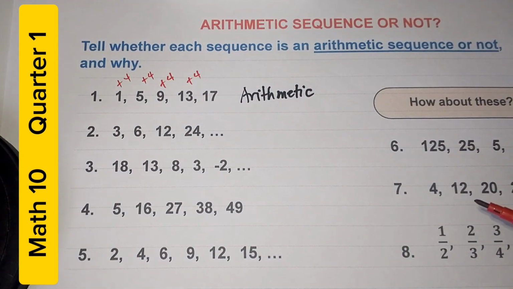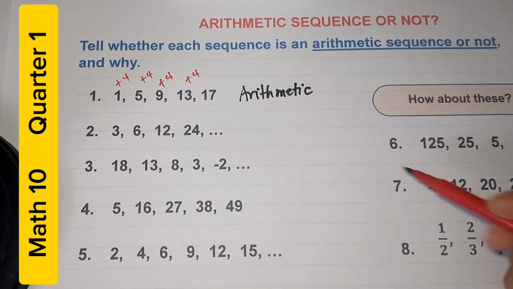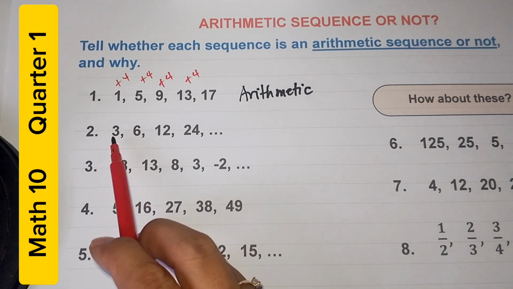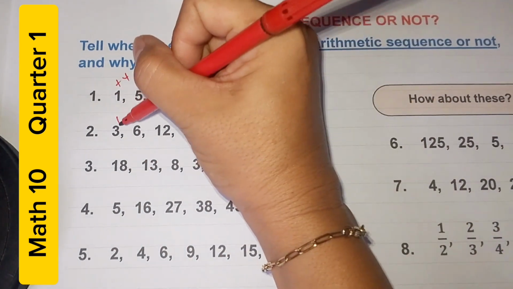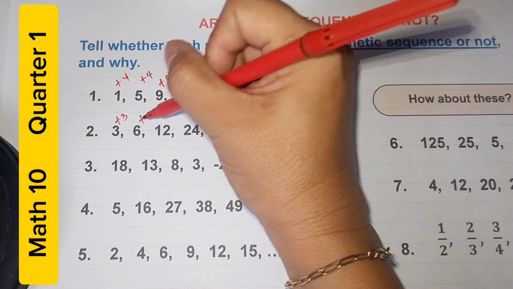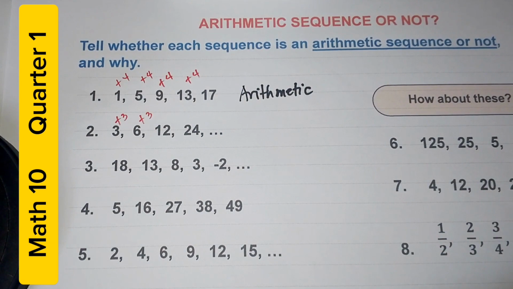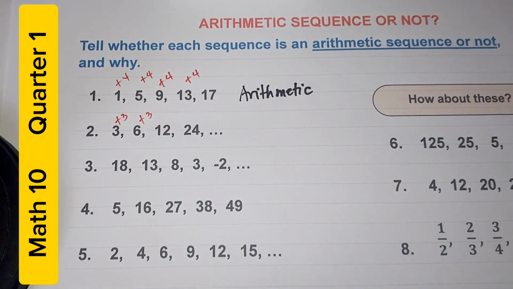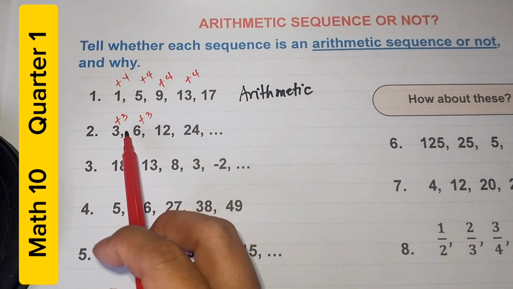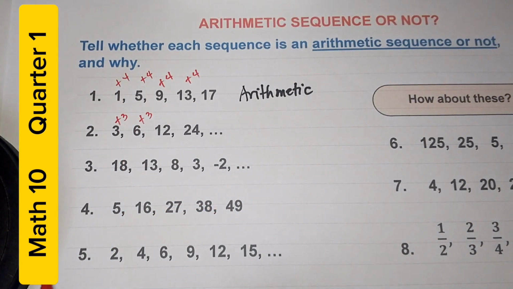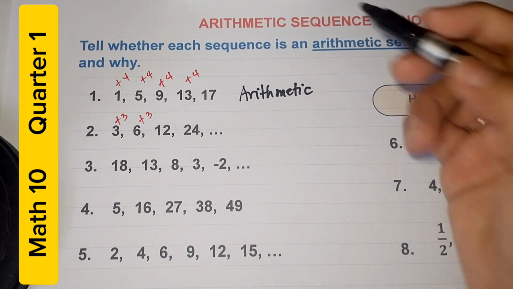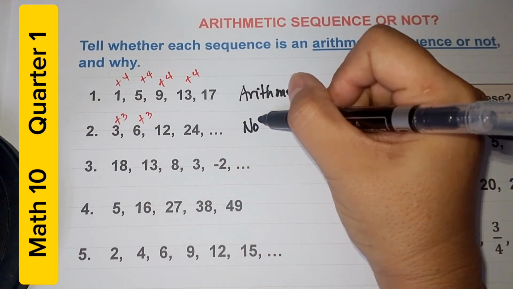For number 2, okay, let's say we have 3 plus 3. That will give us 6. Okay, 3 plus 3 is 6. And then 6 plus 3 is 9. But the number here is 12. Therefore, since the rule of adding by the same number does not apply, then there is no common difference. And therefore, this is not an arithmetic sequence.